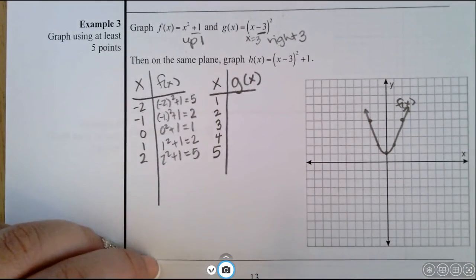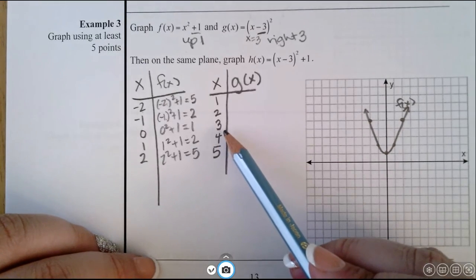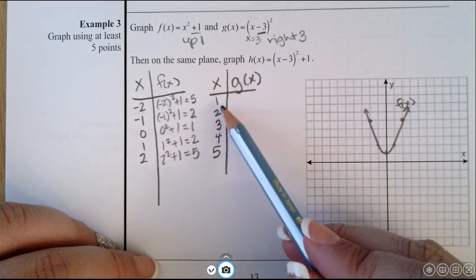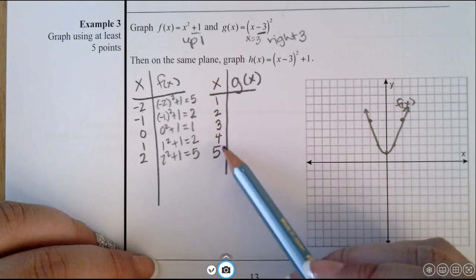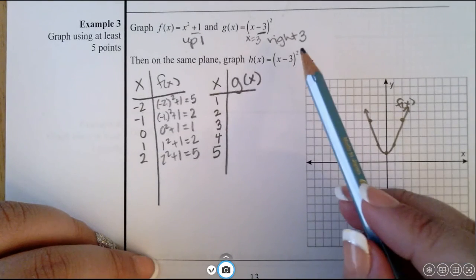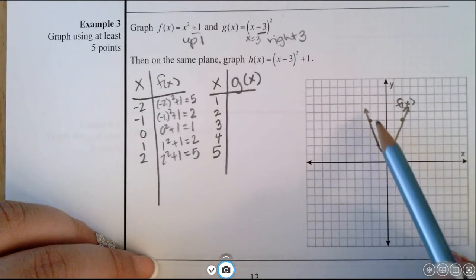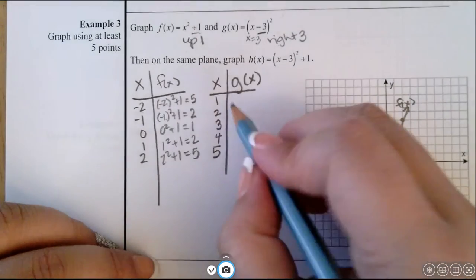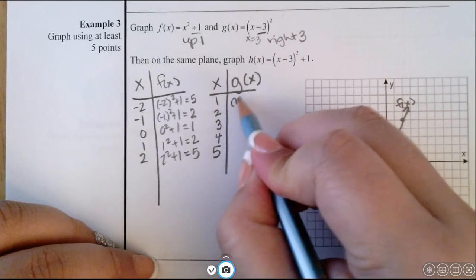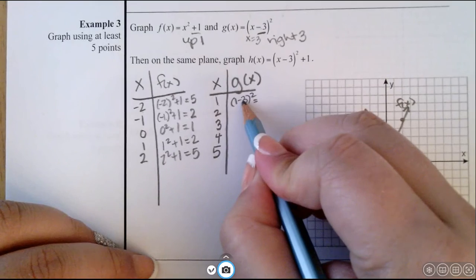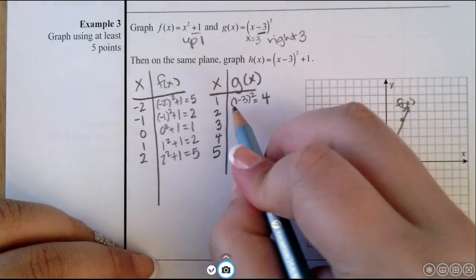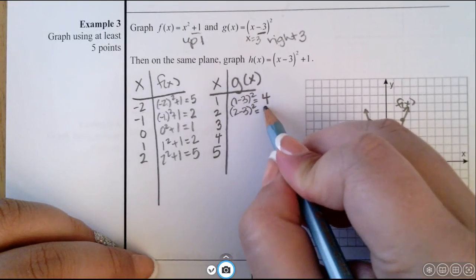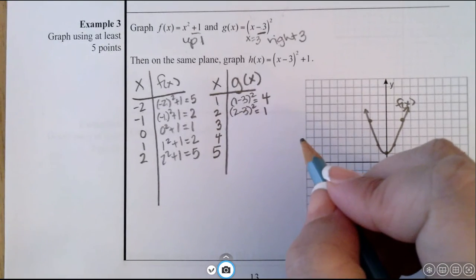Now, why did I choose to do that? Because my parabola has been shifted over, if I chose to start at -2, I'm going to end up with very large values. And so I'm choosing the 5 values to plot points around where I know my vertex will be. So remember, we said we want to have values on both sides of the parabola, and that's what this will help us with. So what happens when x is 1? G of x is 1 minus 3 squared. -2 squared is 4. 2 minus 3 squared. 2 minus 3 is -1. Squared is 1. Notice these are the same values that we saw in example 2.